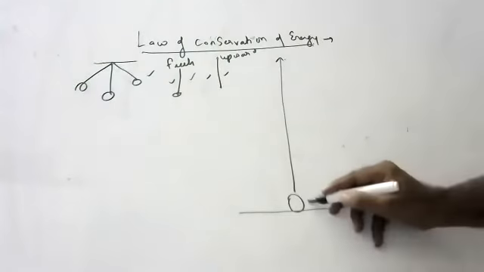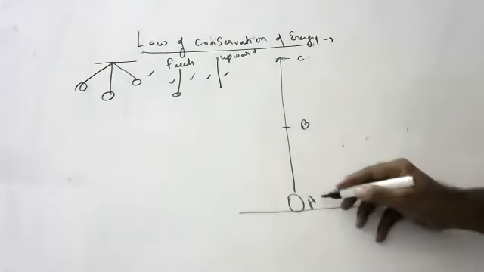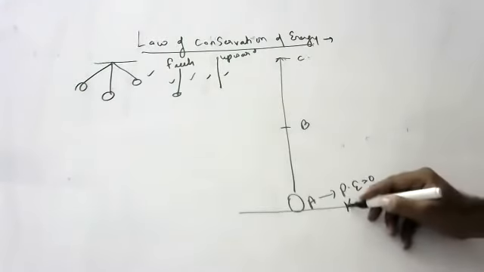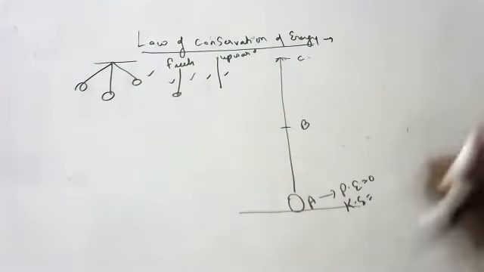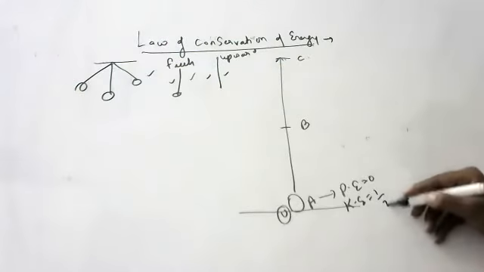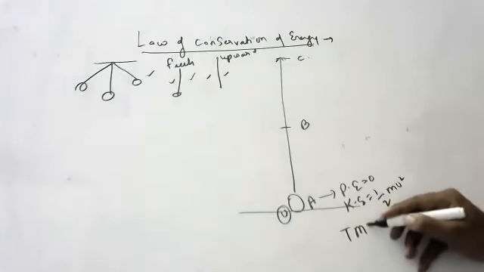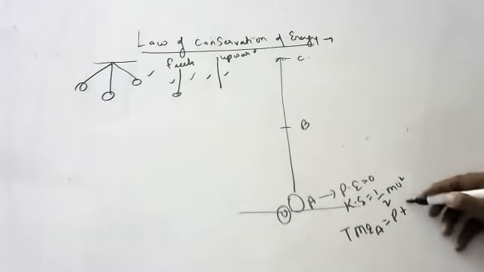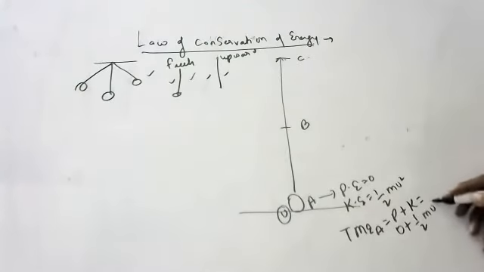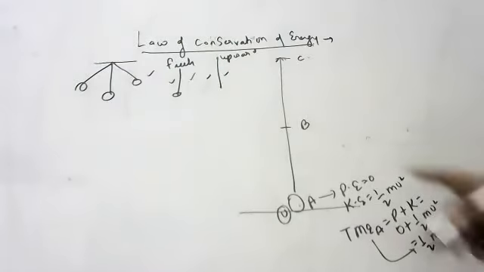I will show you how to see. This is position A, this is position B, this is position C. Okay, children. At this position, potential energy will be zero. Why? Because there is no height. Kinetic energy is whatever speed with which you are throwing. Let me say you are throwing with velocity v, then kinetic energy will be half mv square. So total mechanical energy at position A is equal to potential energy plus kinetic energy, that is 0 plus half mv square, so that is half mv square.